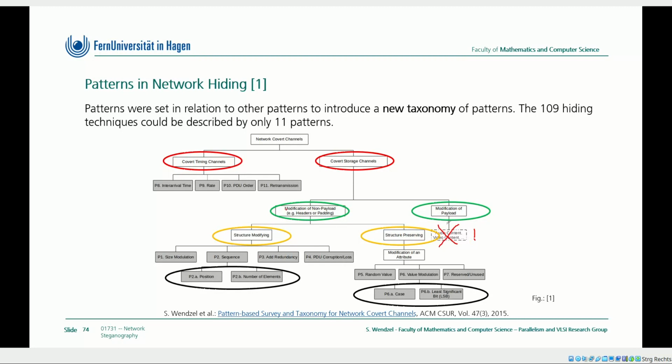And then we have the modification of non-payload, for instance, header fields, padding fields, things like that, where we can either preserve the structure of data by simply modifying some attributes such as a random value in a field and so on. So we have 3 patterns here, one of which has 2 subpatterns, or we can modify the structure so that we alter the structure of the network packet. For instance, we can increase or decrease its size or add some redundant information. Again, we have one pattern here, the sequence modulation, that has 2 sub-patterns or child patterns.